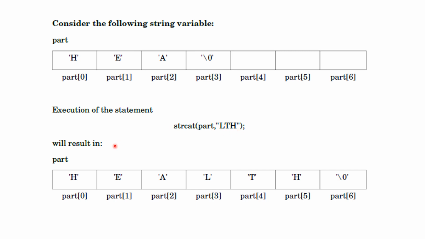After the execution of this statement, the destination string part will look like this. The strcat function appends the source string to the end of the destination string, and after appending, a null character is attached at the end of the destination string.